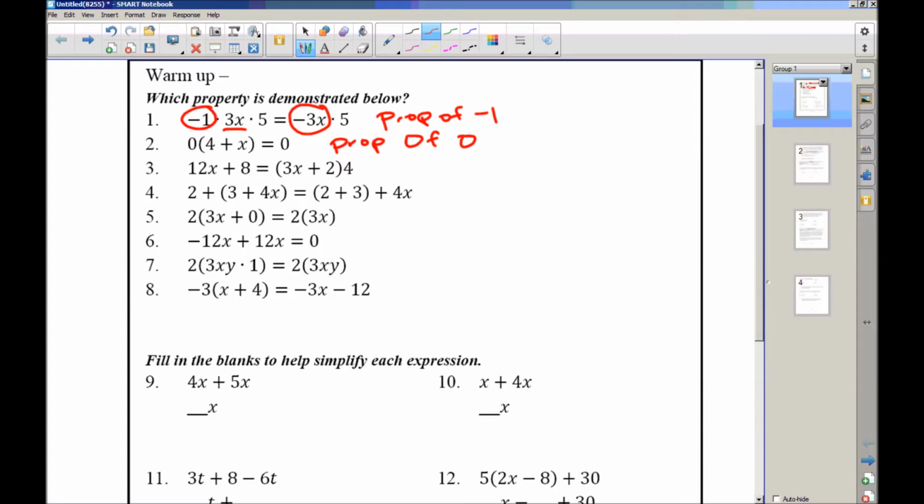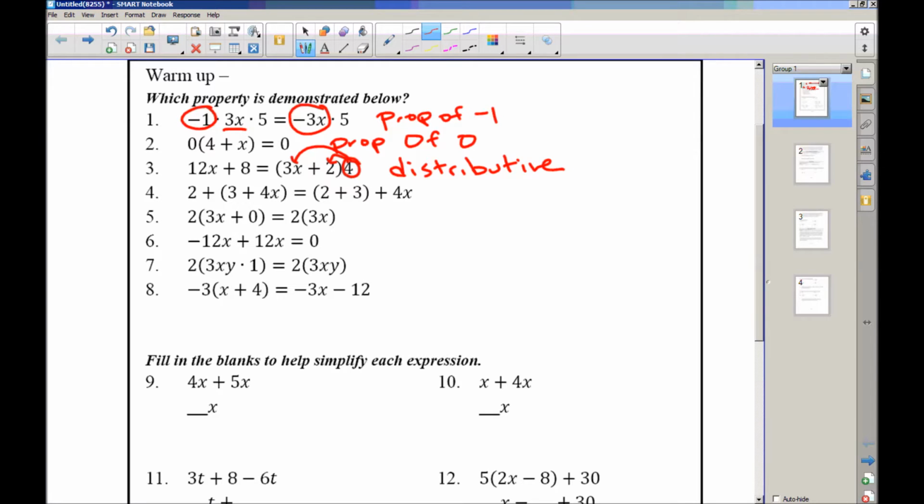Number 3, 12x plus 8 equals (3x plus 2) times 4. So our parentheses went away because we distribute the 4 into the inside. So this is our distributive property.